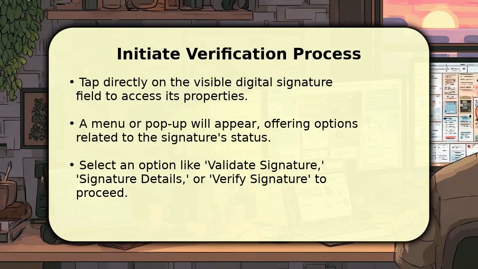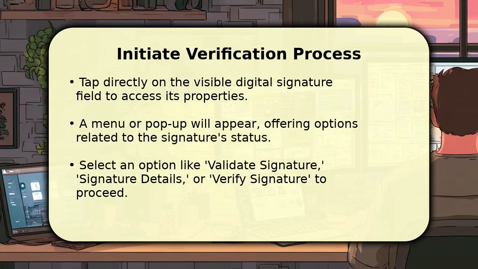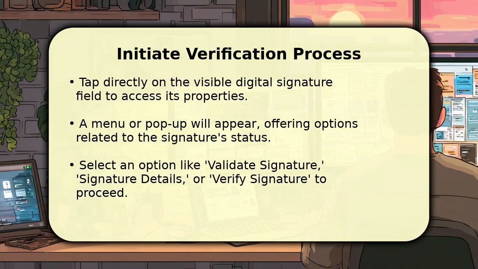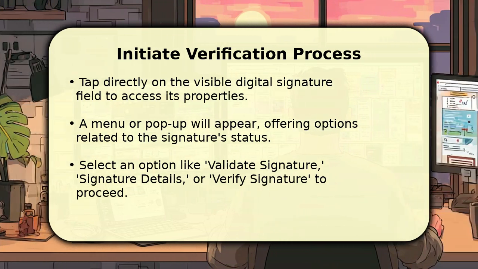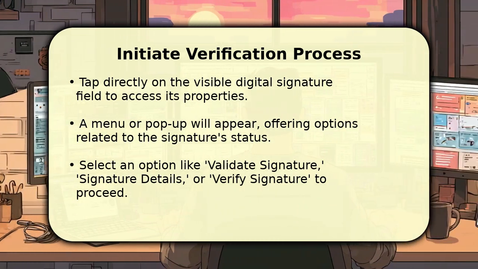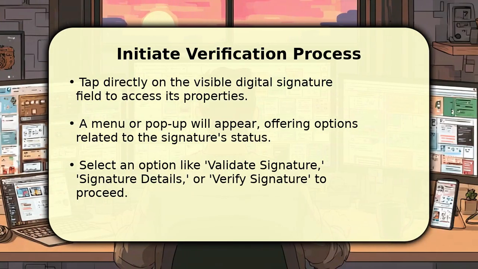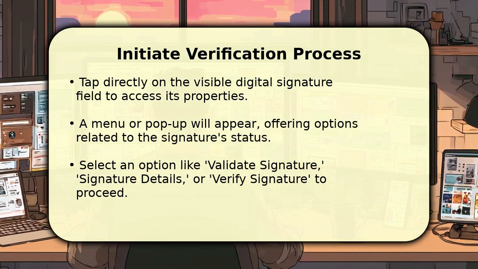After tapping the signature, a context menu or information panel will generally appear on your screen. This menu provides crucial options to inspect the signature's details. Look for an option explicitly labeled Validate Signature or Signature Properties.